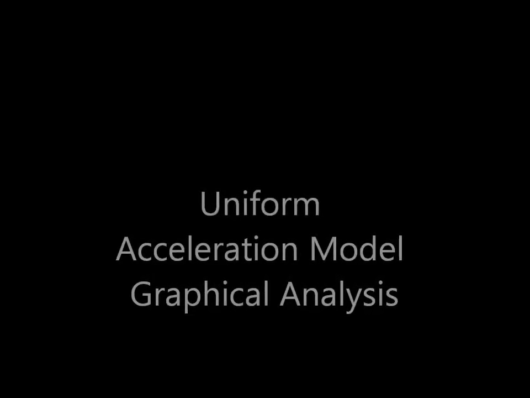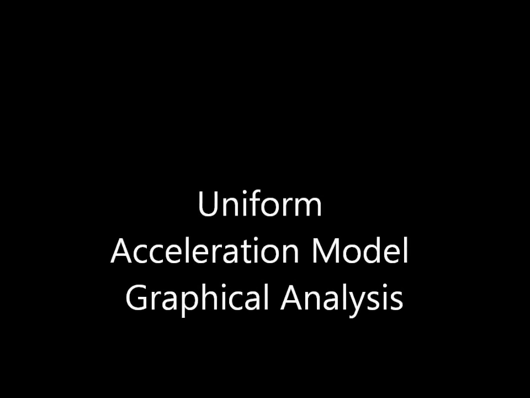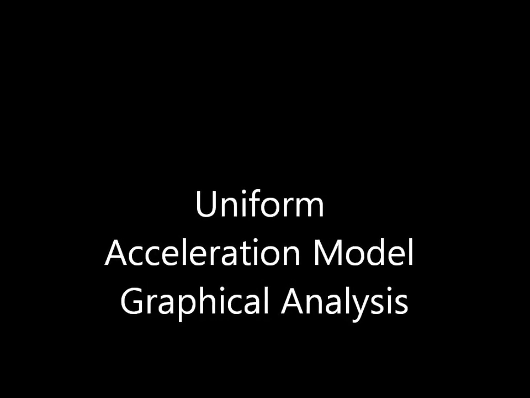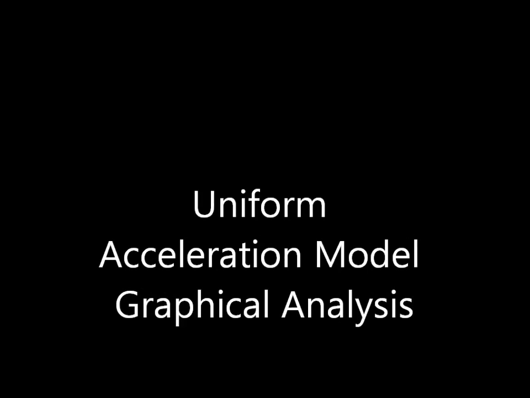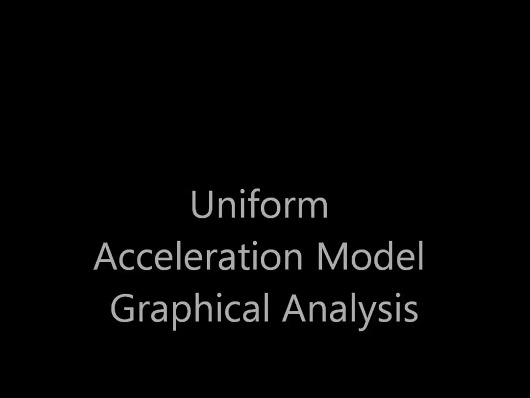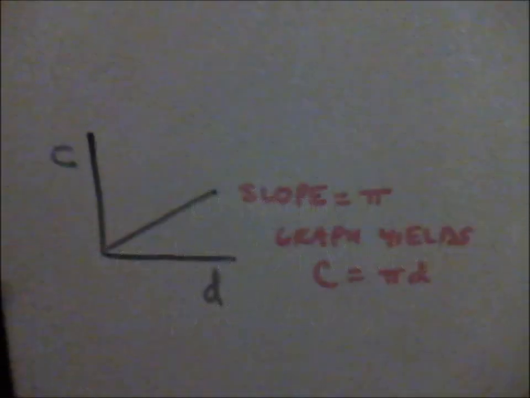This is just a little discussion of the graphs associated with our uniform acceleration model so that we can see how they give rise to the mathematical relationships we'll be using. Just as a starting point, let's first consider this graph of circumference versus diameter. Remember that the slope of this graph is the value pi, and because the general equation for a line is y equals mx plus b, the graph yields the equation circumference equals pi times diameter.